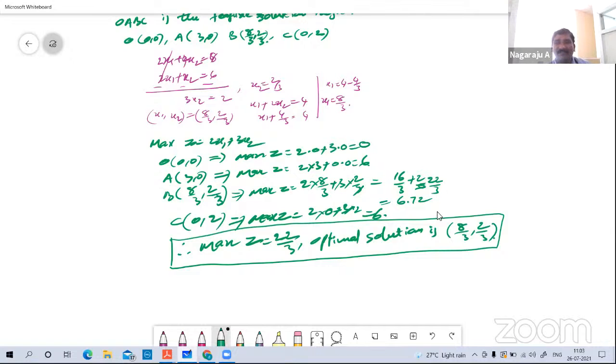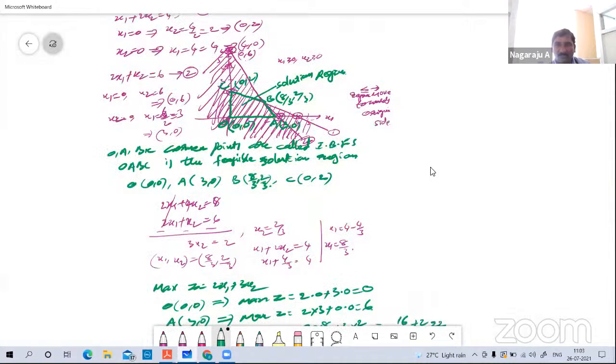This is the graphical method of solving, but it is applicable only for linear programming problems involving 2 variables. If the problem involves more than 2 variables, we can solve it using the simplex method. That concept we will discuss in the next class.